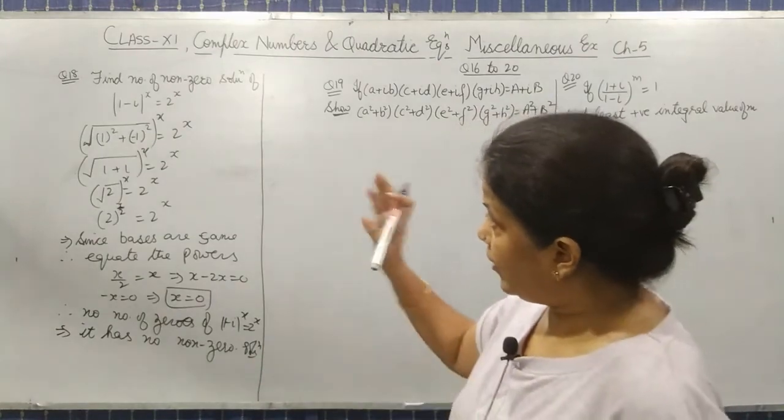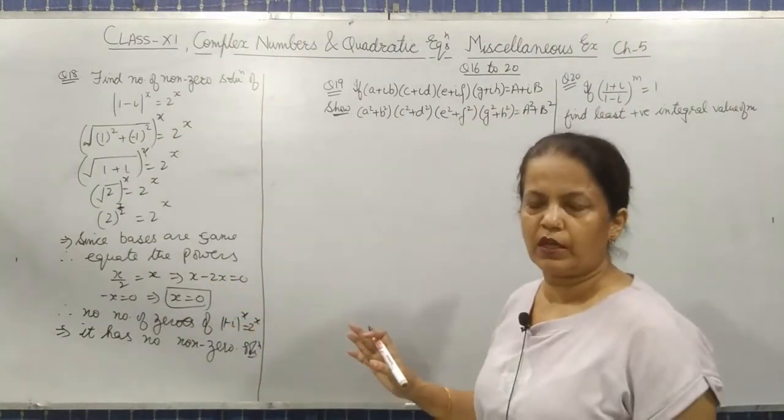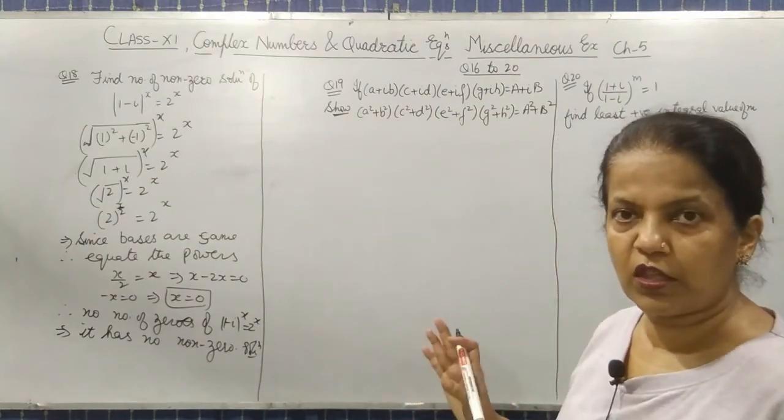Okay. So except 0, यहाँ पर x की और कोई भी solution नहीं है. So there will be no number of non-zero solutions.